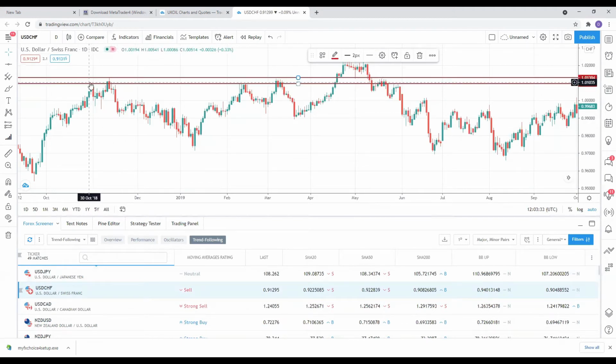How do I determine this? There were 1, 2 touches. This suggests this is a possible range that could act as resistance. There was another touch right here. So this confirms this area could have acted as resistance. There was a fourth touch. This area could have acted as resistance.